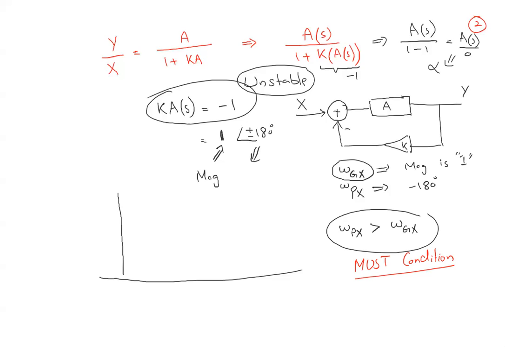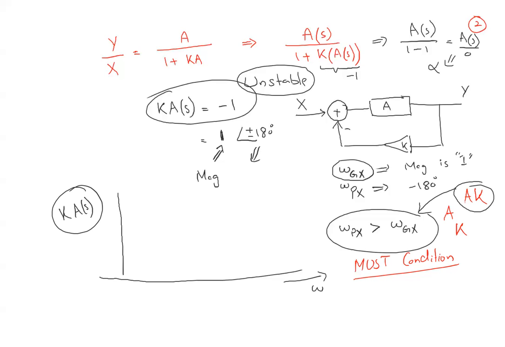Now, what do we apply this on? Should we apply it on A? Should we apply it on K? Should we apply it on A times K? So we need to see. Definitely we are seeing this factor K times A of s. That's why we need to apply it on A times K. This condition we need to check on A of s times K. So on this factor we need to apply the gain crossover frequency and find the phase crossover frequency.